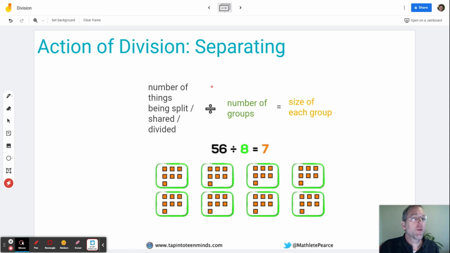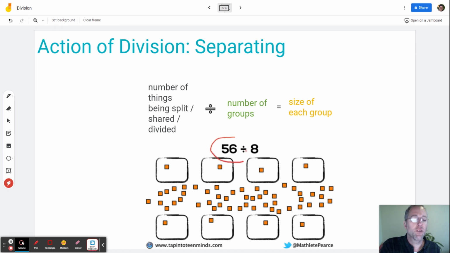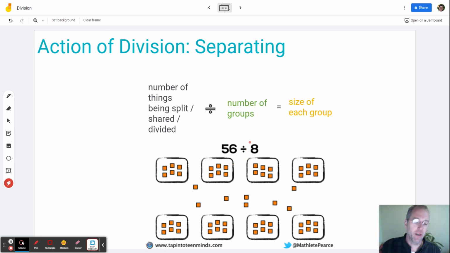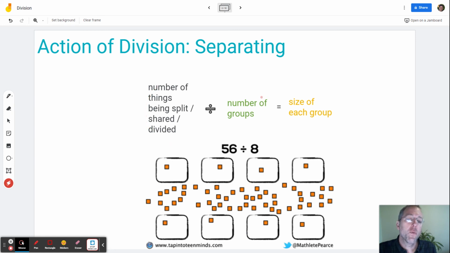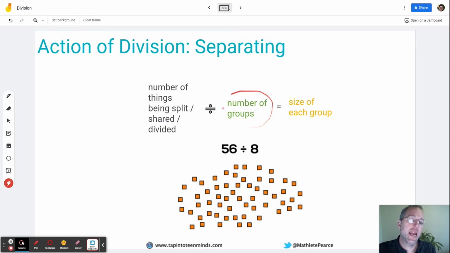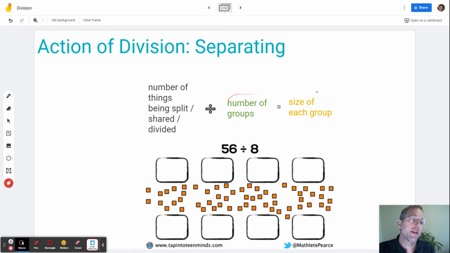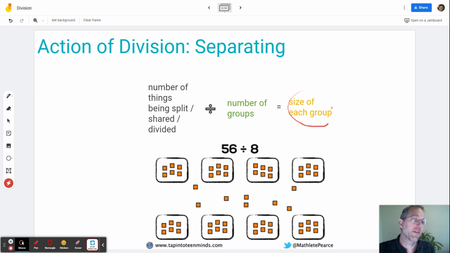So let's say we're dealing with cards here. Now I know there's 52 cards in a deck. Let's pretend there's 56. We've got the jokers and whatever else in there. So let's say the number of things being split and shared is 56 cards. We've got number of groups, 8. We've got 8 people who are going to play with us. So we're going to sort the cards into 8 different groups, and we will be able to find out the size of each group, how many cards each person gets in our story.